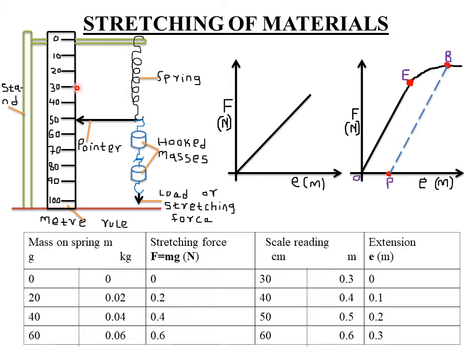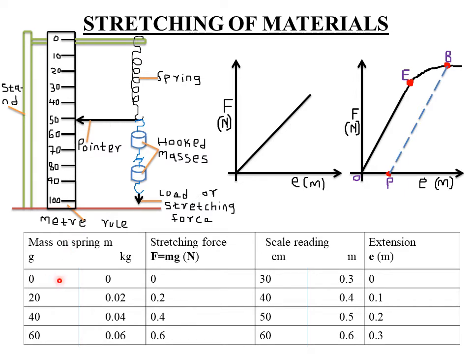So that represents our initial scale reading. Our initial scale reading is the 30 centimeter mark, which if you convert into meters, remember 100 centimeters is always equal to 1 meter, so it will be 30 centimeters divided by 100 centimeters. You obtain 0.3 meter. So we are taking 0.3 meter or 30 centimeter as our initial reading of the pointer, that is when no mass is attached.